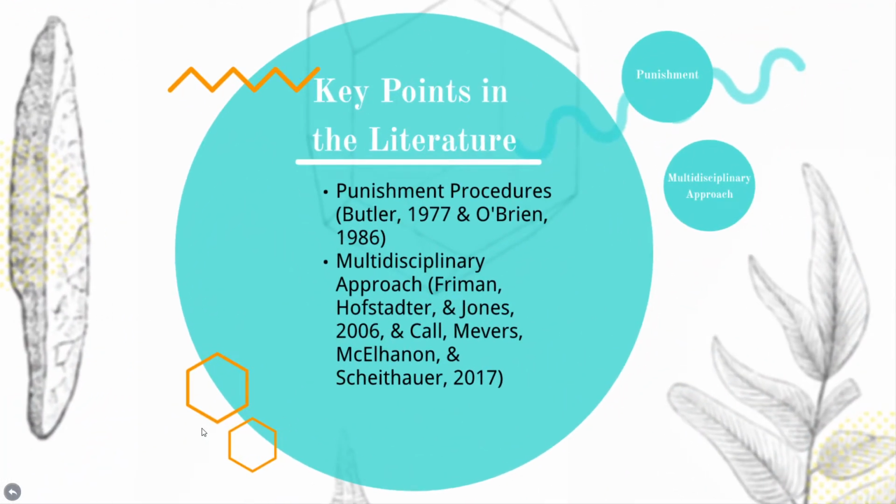So what were some key points in the literature? I'm going to talk about two methods used in the literature. There are punishment procedures, as seen in Butler and O'Brien's study, as well as multidisciplinary approaches, as seen in Fryman, Hofstadter, and Jones, as well as Call, Mevers, McElhanon, and Schwartzmeyer's studies.